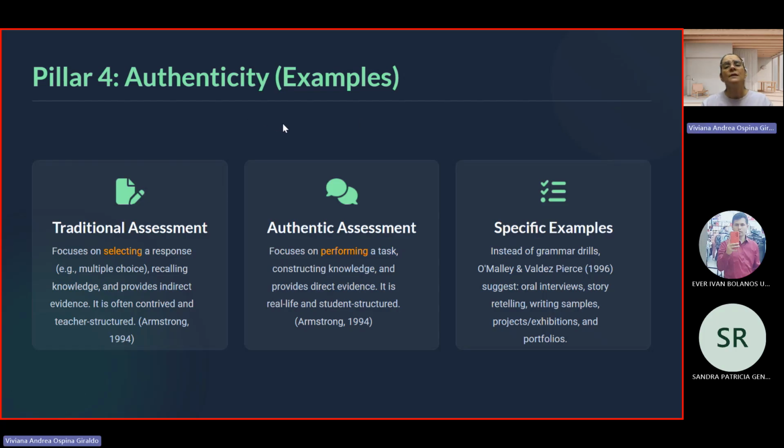So another thing that I would like to share with you are some examples for this authenticity pillar. In traditional assessment, we focus on selecting a response. So our focus is to only get the question right. We need to remember what we have learned. We need to give evidence of what we know. And so it is very constrictive in the sense that the teacher is the one that structures it, and the teacher is the one who gives the questions.